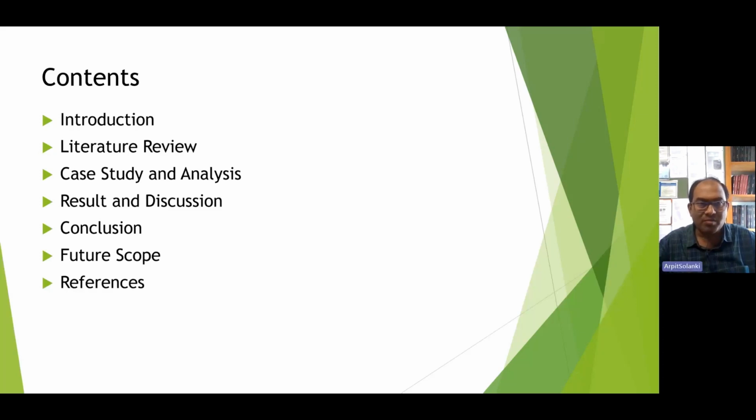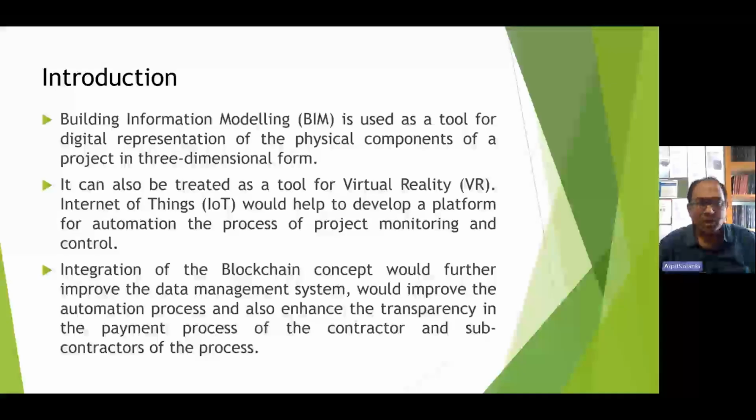So this presentation flow will comprise the introduction, literature review, case study and analysis, result discussion, conclusion, scope, and then future references. Basically this particular paper is an integration of BIM, IoT and the blockchain model, which are the three main tools for digital transformation.